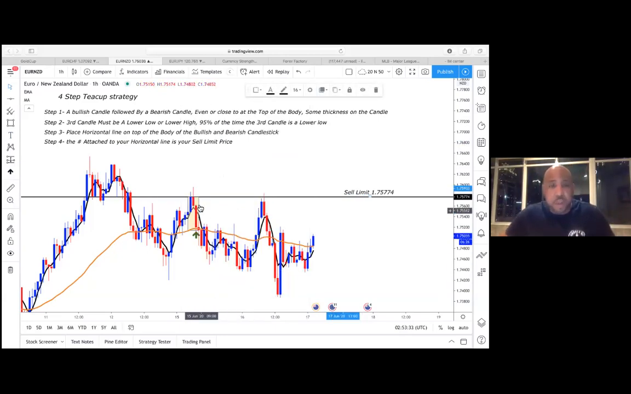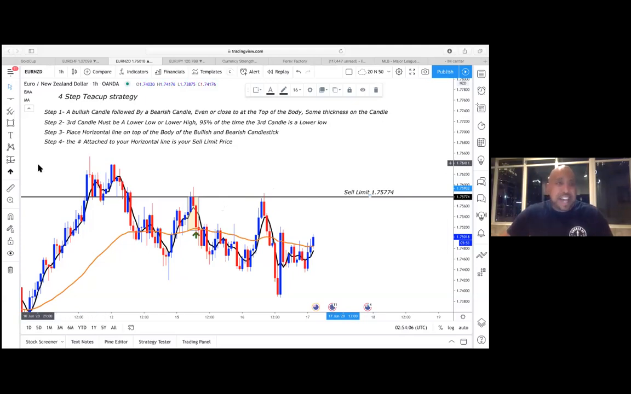Because wherever this horizontal line lands and whatever number is attached to it, once I let it go and place it on top of the body of the bullish and bearish candle, that is my sell limit price, right? That is my sell limit price. I'm going to get into that. And then I'm going to get into the moving averages real quick. I use the 4 and the 50 moving average. The 4 is a simple moving average. The 50 is exponential, but I'll show you how to get it on the charts. So that is your sell limit price.